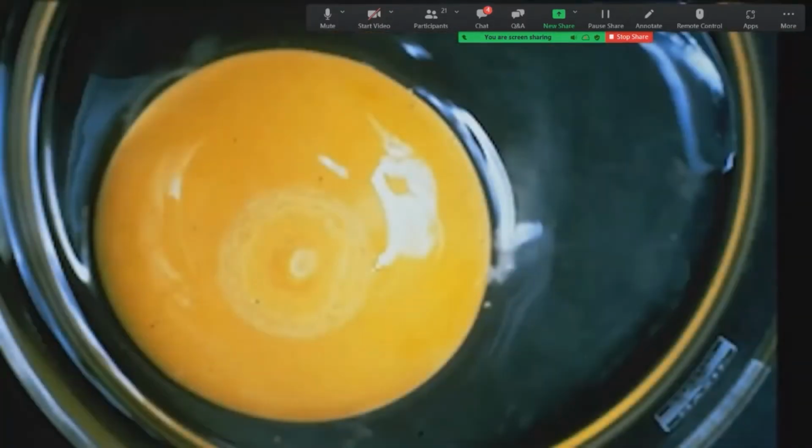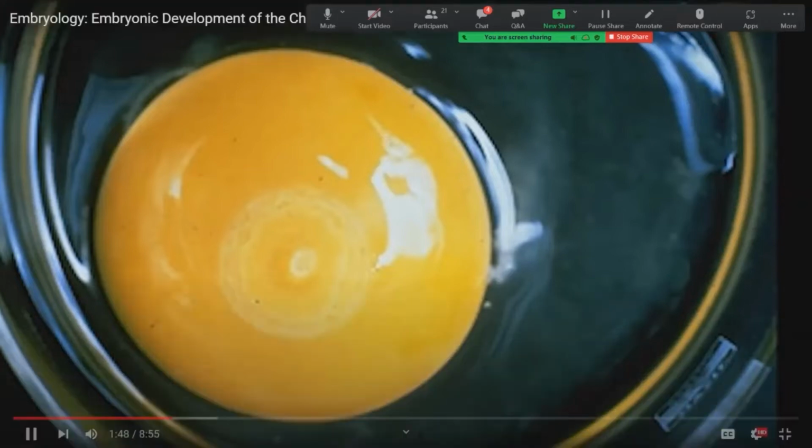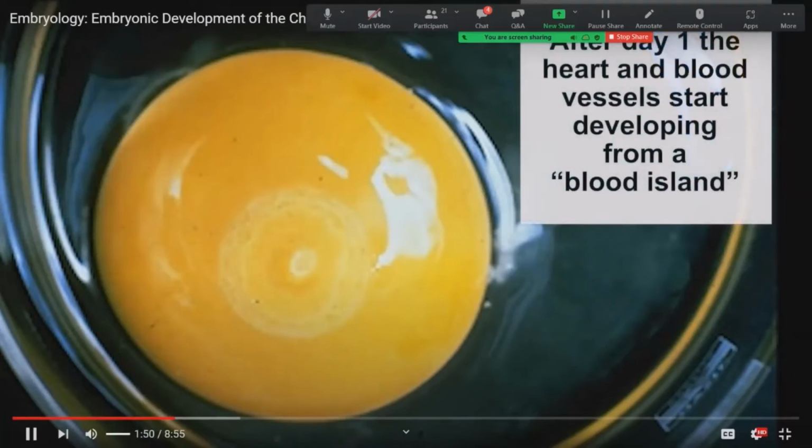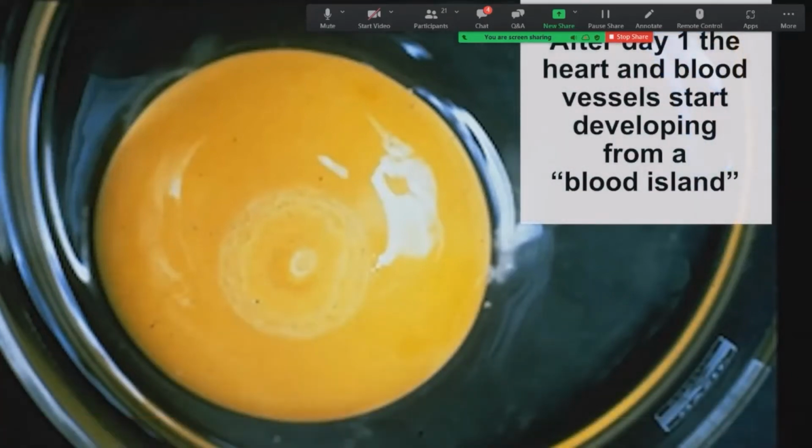For the first 24 hours, the blastodisc just continues to grow and multiply by successive divisions. During this time, the cells will begin to develop specific characteristics and structures. These cell groupings are called the ectoderm, mesoderm, and endoderm. These 3 layers of cells are what the various organs and systems of the body develop from. At the end of the first day, a blood island appears and begins pulsing. This will be the beginning of the heart and from where the blood vessels will grow.